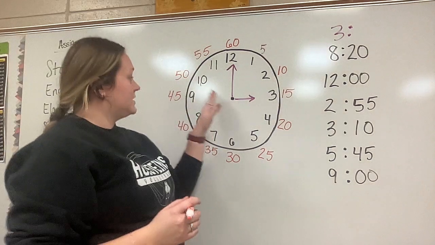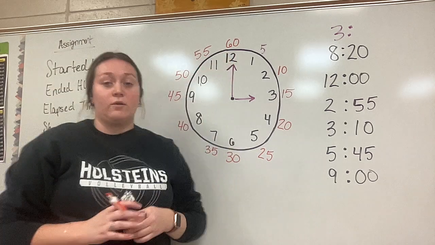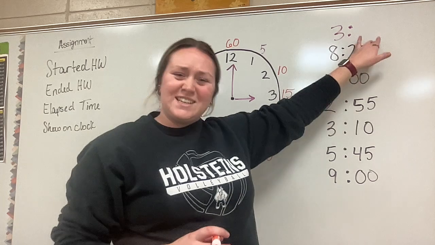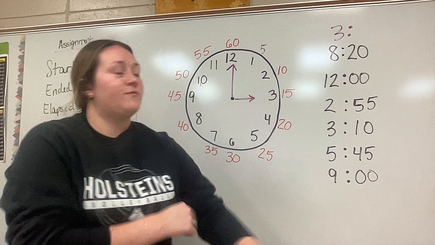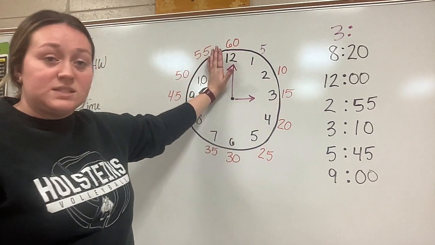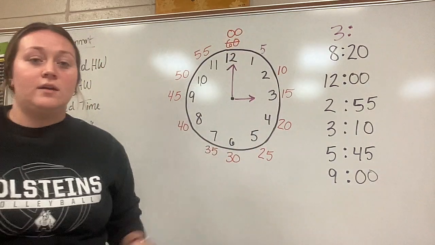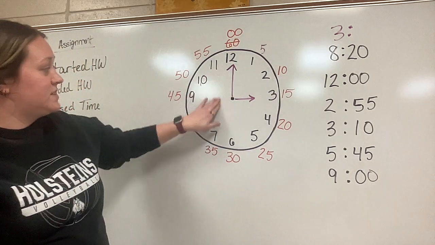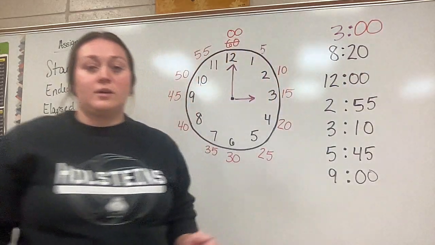All right, so what is my big hand pointing to? It's pointing to the 12. So when I write out the time, do I write 360? No, I don't write 360. Although when we keep counting up, the 12 goes to 60, it actually acts as 0. Once we hit the 12, we are starting the top of the hour. Therefore, the time that I show on here is actually going to be 3 o'clock.